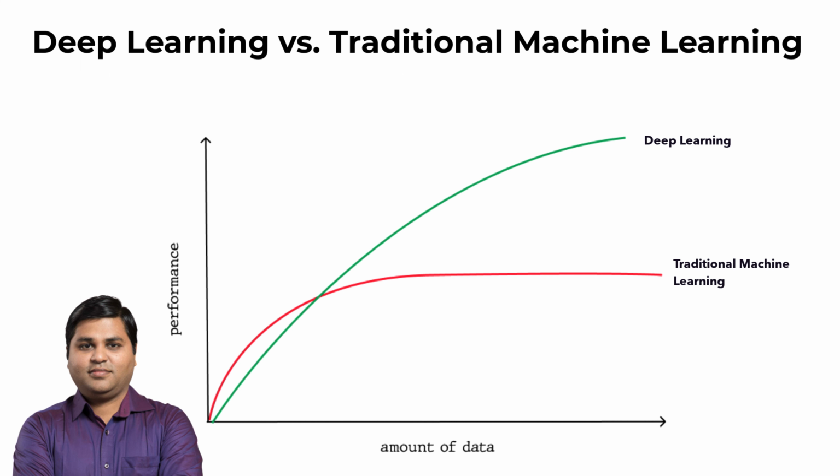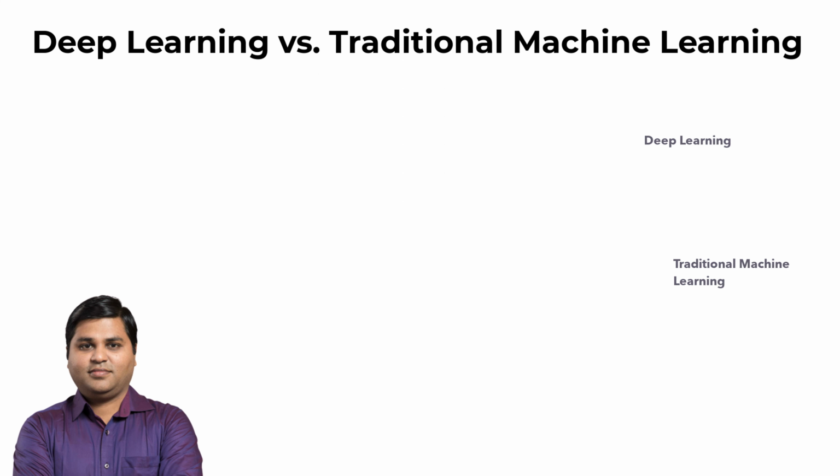Imagine you're learning to play a new game. At first, you might be really bad and make a lot of mistakes, but as you practice and learn more, you get better and better. Deep learning is kind of like that. The more data it has, the more it can learn and improve. Traditional machine learning, on the other hand, has a limit to how much it can learn from data.